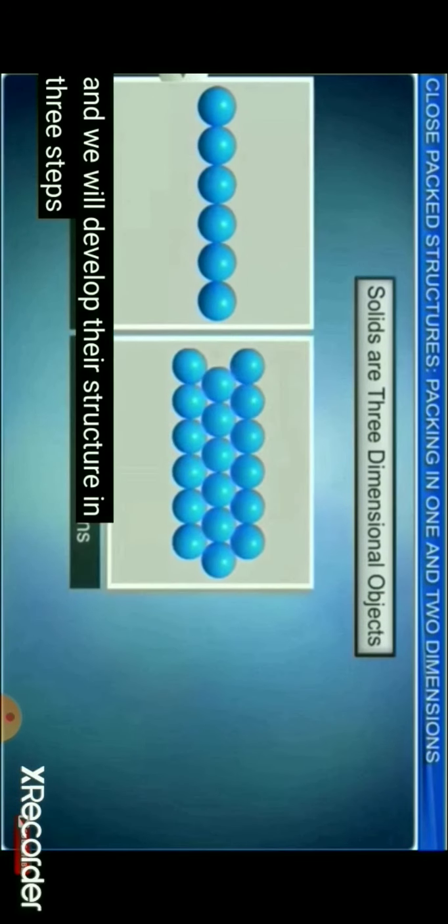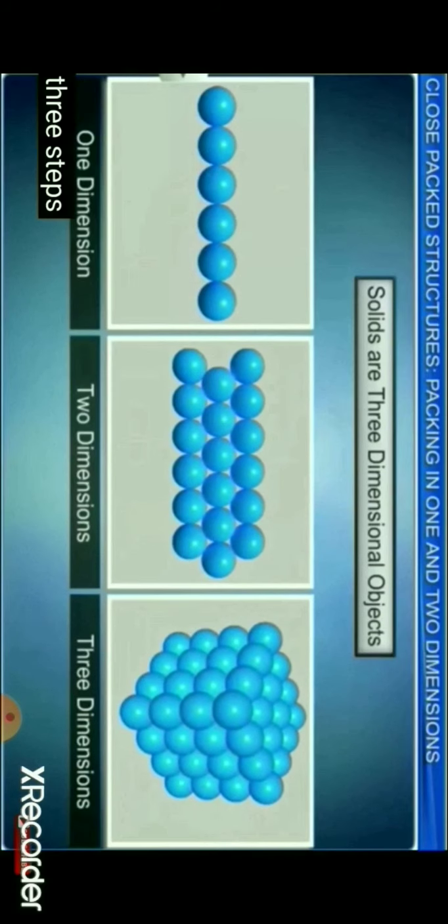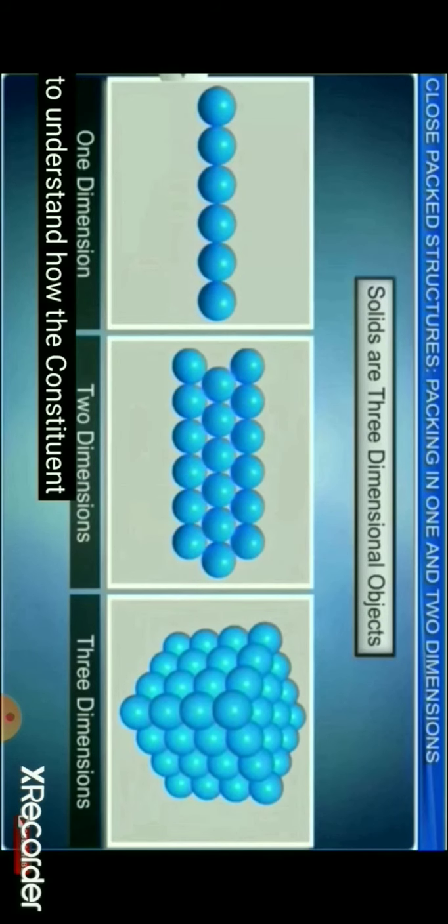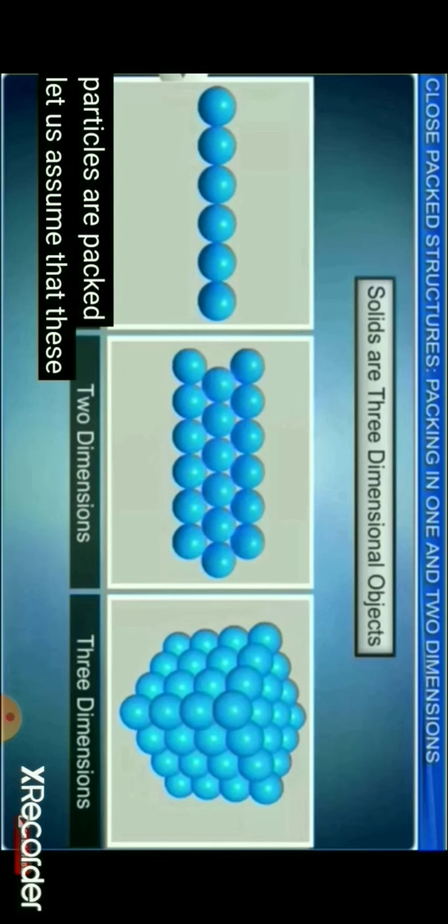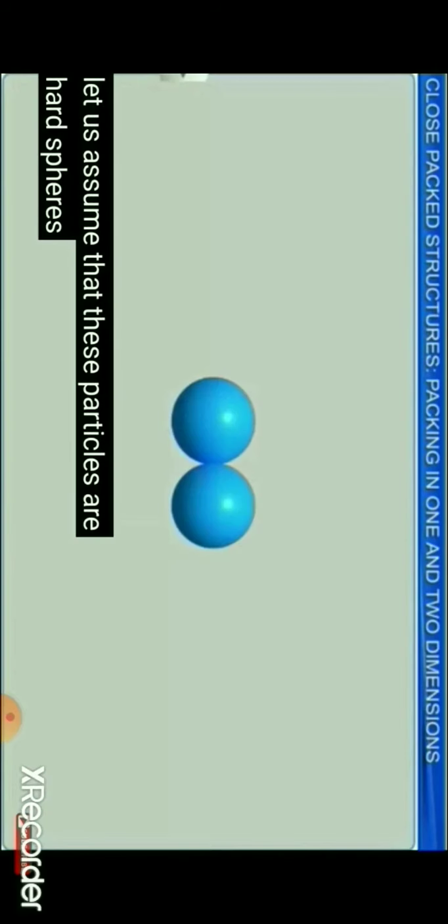Solids are three-dimensional objects and we will develop their structure in 3 steps. To understand how the constituent particles are packed, let us assume that these particles are hard spheres of identical size.